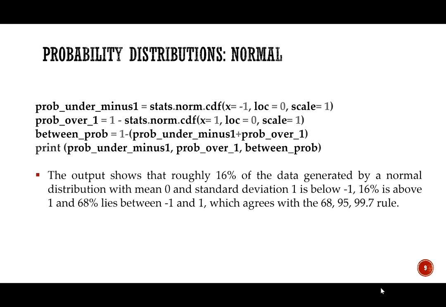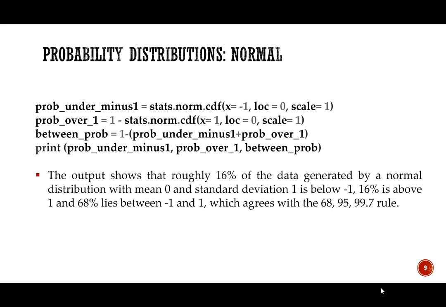So in this example, we generate normal instances and we apply the CDF function. So the output shows that roughly 16% of data generated by a normal distribution with mean 0 and a standard deviation 1 is below -1. So technically we want to verify what we just said. Okay, the total area is 16% on one side, when the total area is 68% and 95%. So it means that we need to calculate the probability and we can use the CDF.